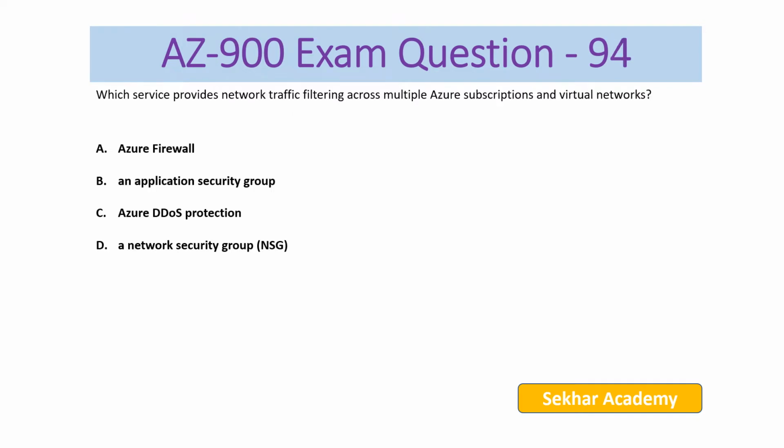AZ-900 exam question number 94. Which service provides network traffic filtering across multiple Azure subscriptions and virtual networks? So the options we have: A, Azure firewall, B, an application security group, C, Azure DDoS protection, and D, a network security group. Right, so you need to filter the network traffic from the multiple subscriptions and the virtual networks.